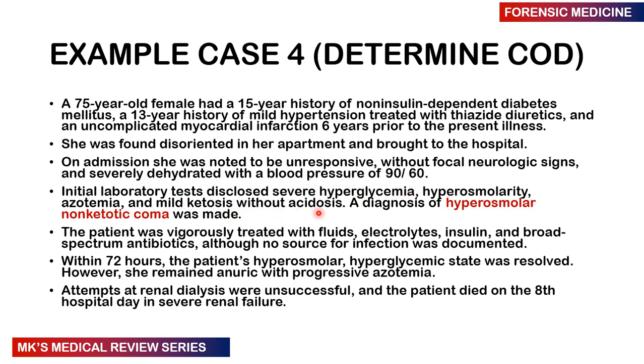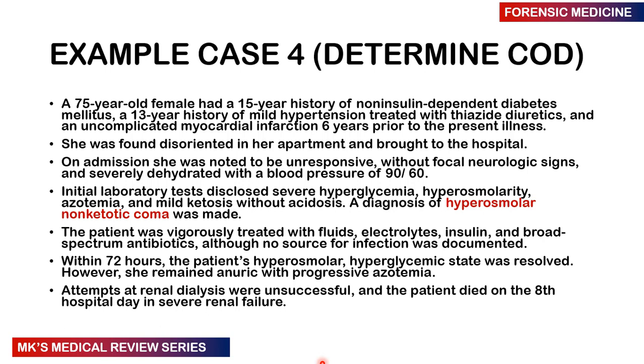A diagnosis of hyperosmolar non-ketotic state, which is also restated as hyperglycemic hyperosmolar state, was made. The patient was vigorously treated with fluids, electrolytes, insulin, and broad-spectrum antibiotics, although no source of infection was documented. Within 72 hours, the patient's hyperosmolar hyperglycemic state was resolved. However, she remained anuric with progressive azotemia. Attempts at renal dialysis were unsuccessful, and the patient died on the 8th hospital day in severe renal failure. You may pause the video, think very well on this case before I actually give you the answer.